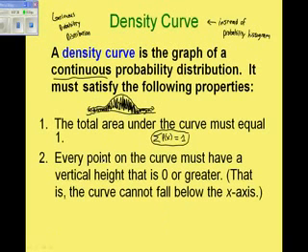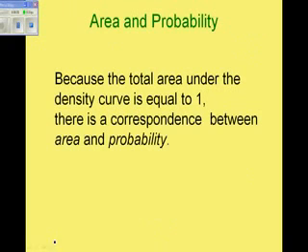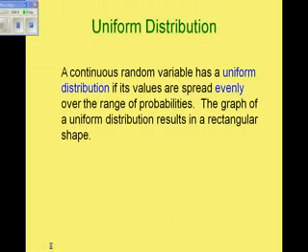And rule number 2 said every point on the curve must have a vertical height that is 0 or greater. That is, the curve can't be below the x-axis. Notice the bell curve, even if you go way out to the right or to the left, it's always above the x-axis, right? And there was a rule that was like that back in the discrete case, and that was that the probabilities always had to be bigger than 0. And of course, they had to be less than 1, but that's because they all add up to 1. Okay? Now, because the total area under the curve is equal to 1, we have this correspondence.